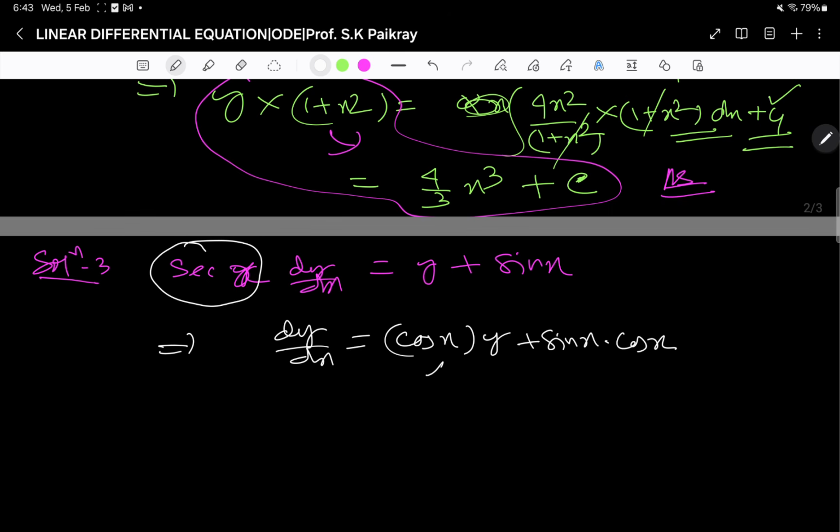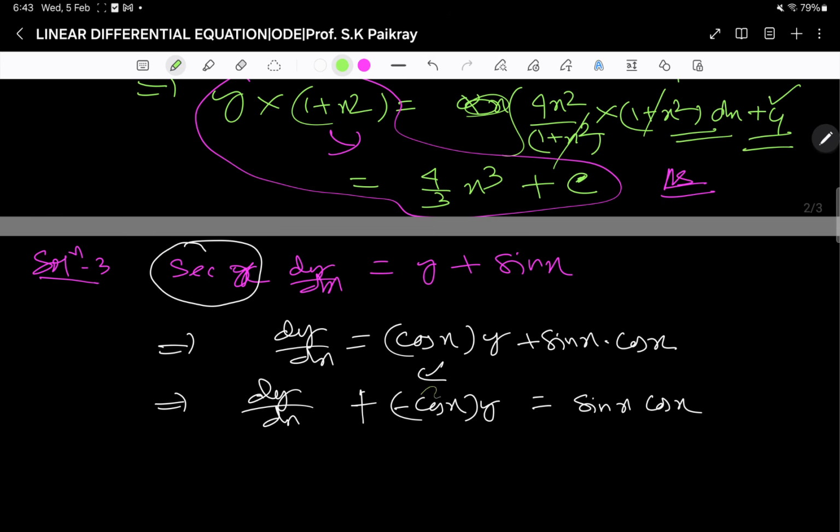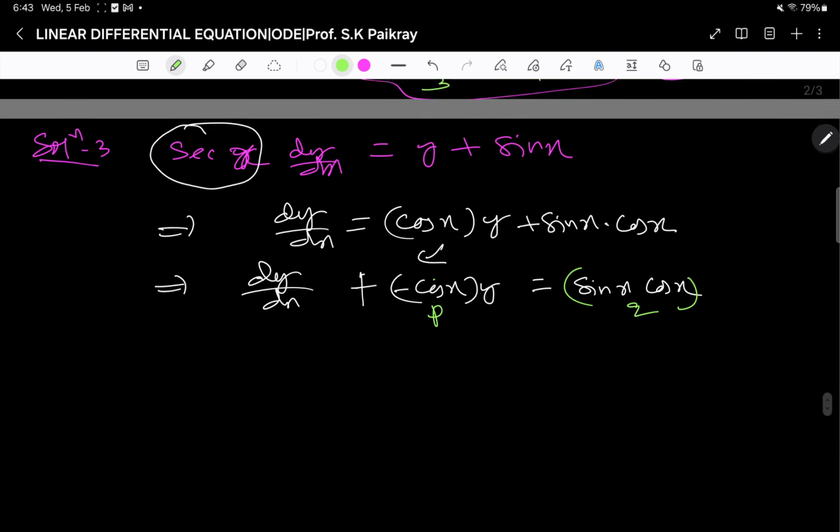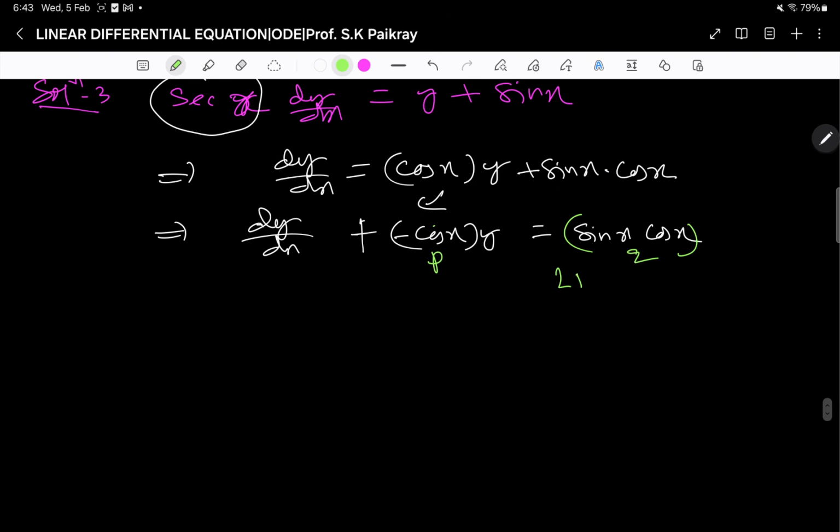Okay, so you bring this to this side. So your dy by dx minus cos x into y is equal to sin x cos x. Okay, so now this is your p, and this is your q, isn't it? So you write the integrating factor. This is a linear differential equation, right? First order linear differential equation of our standard form. So what is the integrating factor?